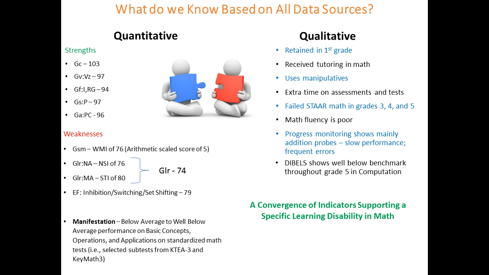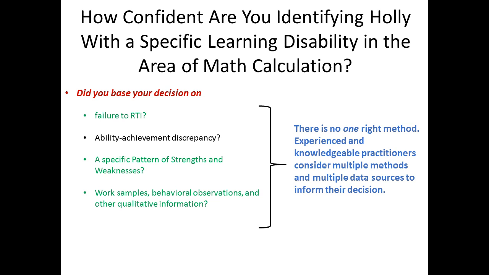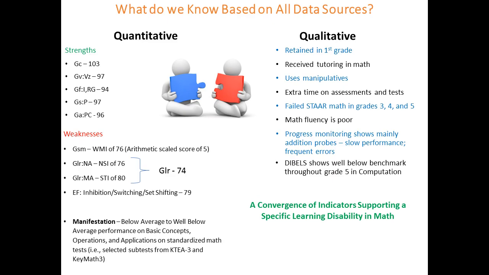So these are all converging data sources that are leaning toward this is a specific learning disability in the area of mathematics. So how confident are we that Holly has a specific learning disability in the area of math calculation or math problem solving? Remember, I said it's primarily a clinical decision that has to do with the convergence of indicators, and all of this information appears to be supporting that, right?